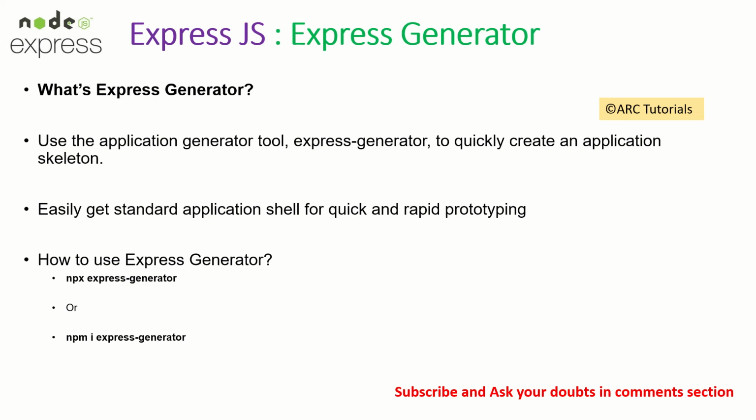Before we use it, remember that Express Generator is an application generator tool which is used to quickly create an application skeleton. This way you can easily get started creating your applications for quick and rapid prototyping. So let's learn how to use Express Generator. We can use npx express-generator, or if you're from a more traditional background and comfortable with npm, use npm install express-generator. I'm going to show you with npx, especially if you are above node 8, you should have npx installed on your machine. Let me show you how to install it with a hands-on example.